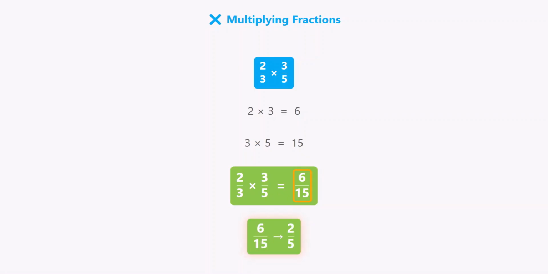Now simplify both numbers by dividing by 3. That gives 2/5. So, to multiply fractions, multiply top with top and bottom with bottom, and simplify if you can. Great! Let's see if you can solve a few yourself.